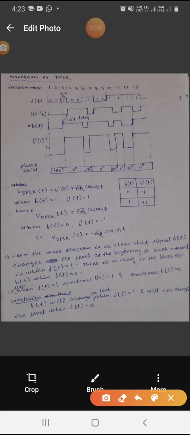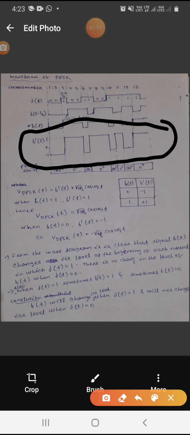Then this is your B dash t. Obviously, when Bt is 0, B dash t is minus 1, and when your Bt is 1, B dash t is plus 1. So this is the wave diagram of the DPSK signal.